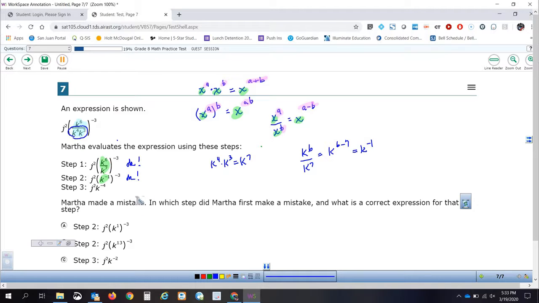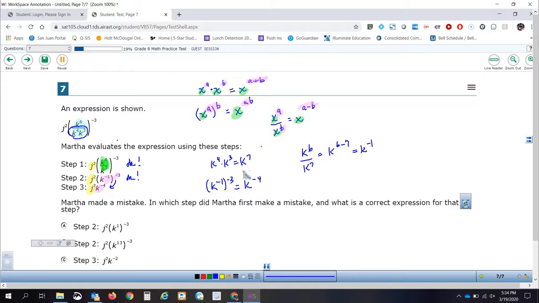All right, now let's take a look at step number 3. If you take a look here, what did she do? She took this part right here and she simplified it to that, because as you can see right here, these two parts are the same. In fact, those are the same straight down, right? So to get from there to there, what did she say? She said k to the -1 to the -3 power equals k to the -4 power.